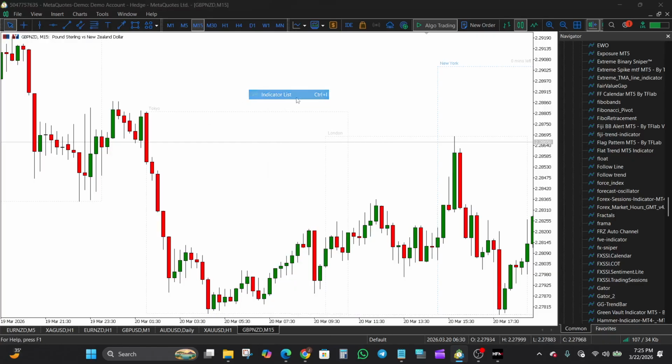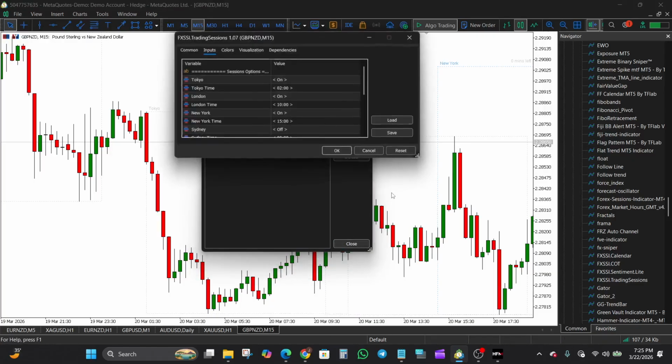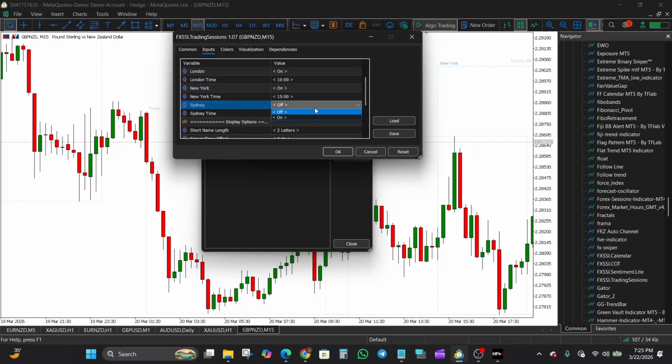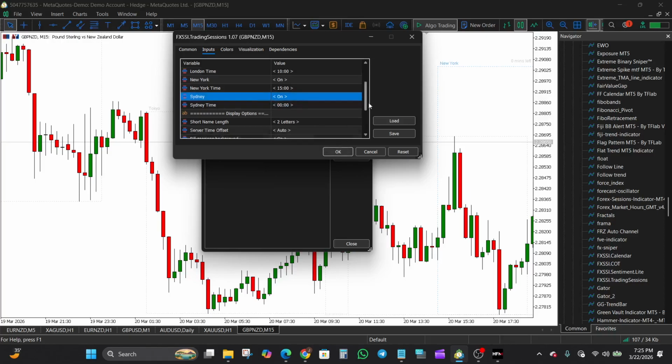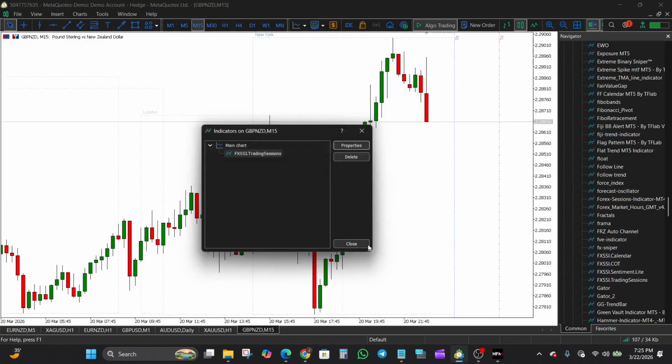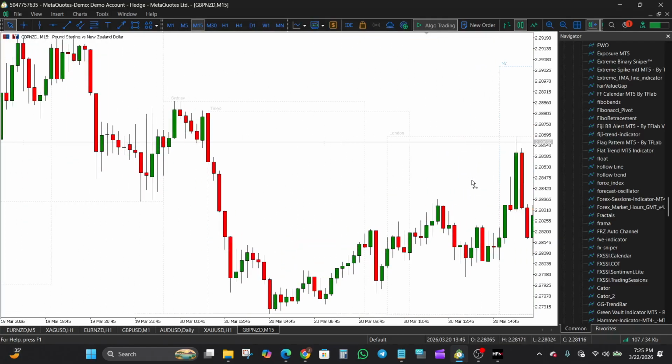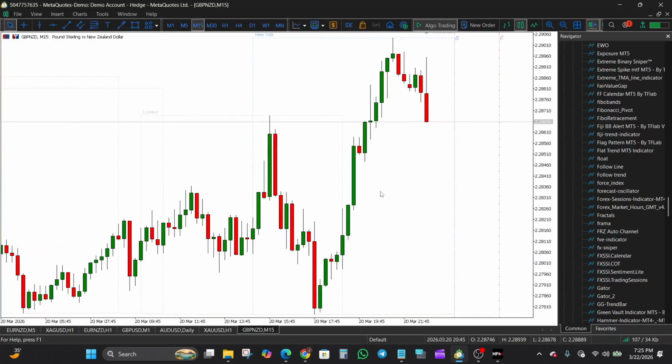If you go to the settings, you're going to see you can even decide to turn on or turn off a session, right? The Sydney is currently off. Let's put that on. Okay, you can see the settings basically modify it according to your taste, right? So you can be able to see the Tokyo session, the Sydney session, the London session, and the New York session, right?